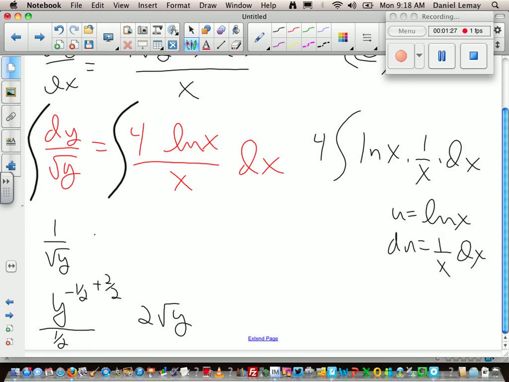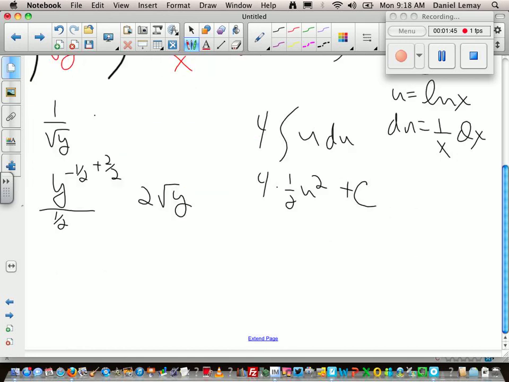And that tells me I can replace that with the du. I can replace that with the u. And I'm integrating times the 4. So the antiderivative of u is 1/2 u squared times 4 plus some constant. And I'm going to do my substitution now.